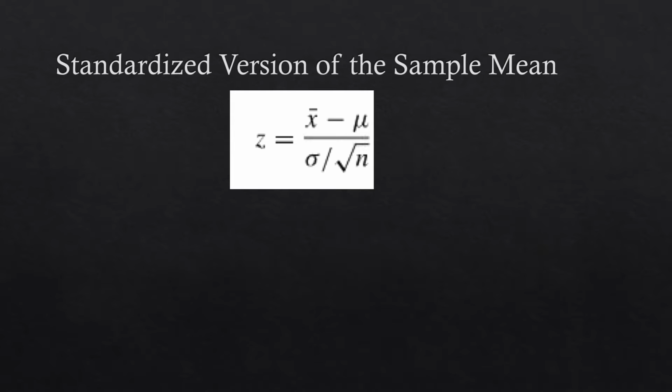Now back in Chapter 6, we studied the standardized version of X. Well, this is the standardized version of the sample mean. Now, it looks very similar. Back in Chapter 6, we had that the standardized version of X was this. Now notice the difference between the standardized version of X and the standardized version of the sample mean. Number one, instead of X, we have the sample mean. But look down here where our standard deviation is.